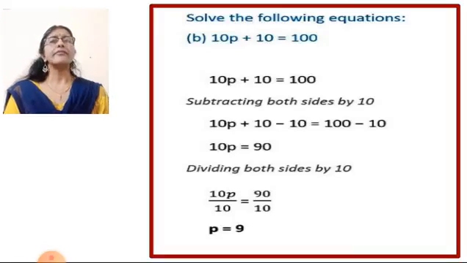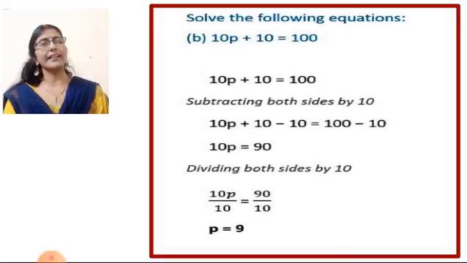And you can verify also by substituting the value of p on the LHS. On substituting the value of p as 9, 10 into 9 is 90, 90 plus 10 is 100. You can see on the RHS we have got 100. So that means our solution is correct.